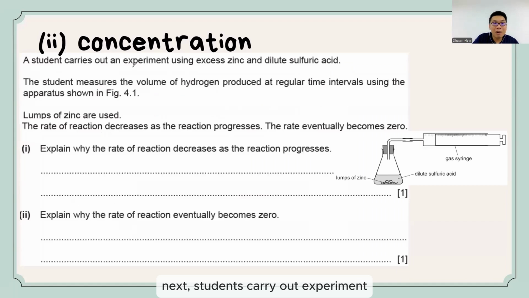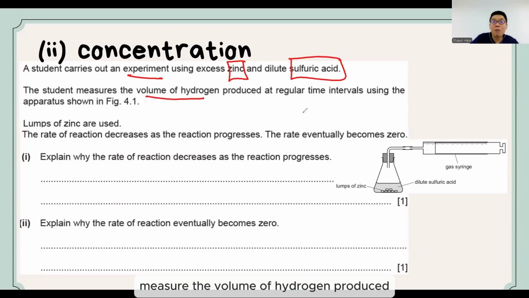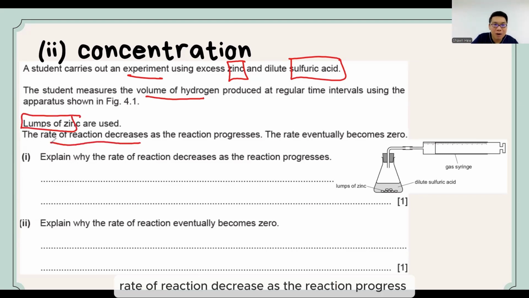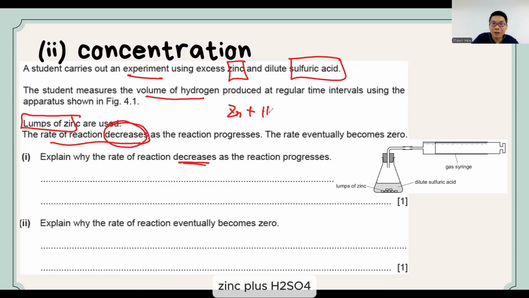Next, students carry out an experiment, using zinc with H2SO4, and measure the volume of hydrogen produced. Lumps of zinc are used. The rate of reaction decreases as the reaction progresses, eventually becomes 0. Explain why the rate of reaction decreases as the reaction progresses. Zinc plus H2SO4.